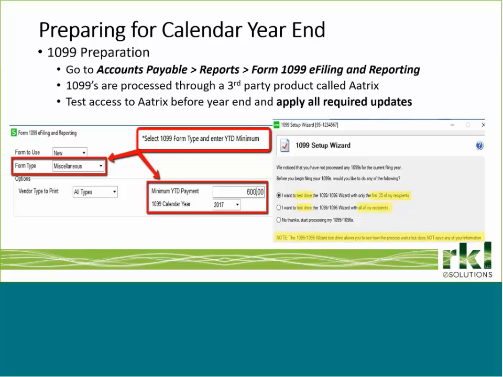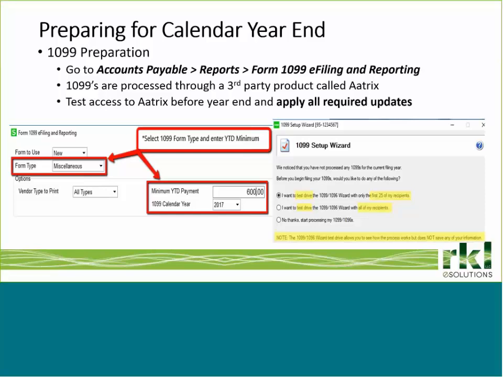And the first screen that comes up, and I've got a screenshot here, it's going to ask you for the form type. The 1099s that are supported are for income, dividend, or miscellaneous forms. If you're using miscellaneous, it does not default to miscellaneous, so you want to make sure you fill that in. Otherwise, you'll go through the 1099 process and it will say there's no data because it probably defaults to dividend. So make sure you change that form type to miscellaneous. And you also want to fill in your minimum year-to-date payment amount.